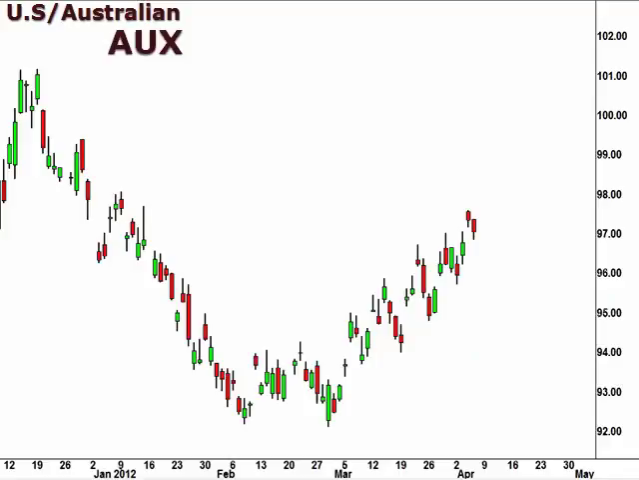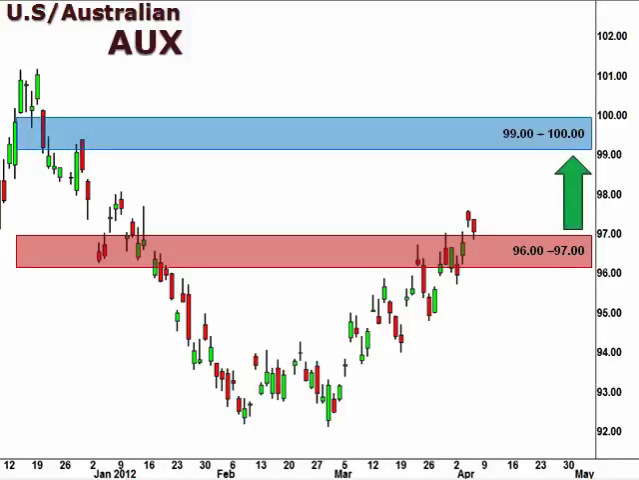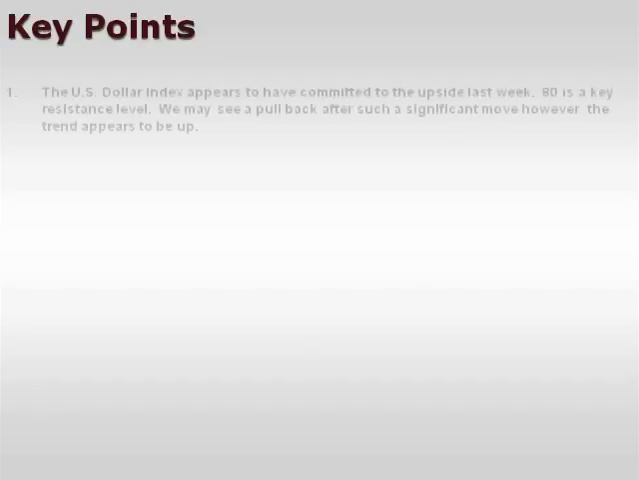Let's take a look at the US dollar versus the Australian dollar as seen here in the ISC FX options pair value AUX. Well, the 96.97 level now assumes the role of support. A break below 96 will signal a move to the downside. However, with this latest break above 97, we are open to a much bigger picture move higher with 99.100 as the near-term overhead resistance.